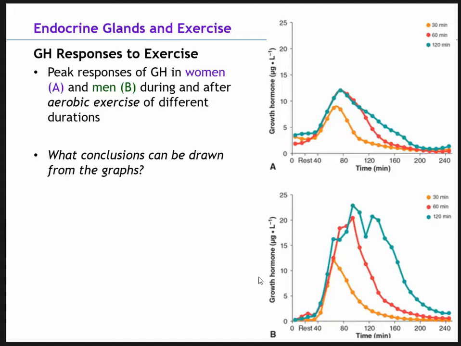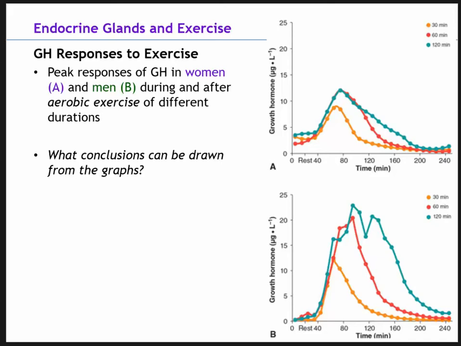So this picture here, I would normally have y'all draw conclusions. I would have you analyze both of these graphs, and then we would discuss it. So we would talk about each one of them. Take just a second to look at this, and then we will talk about it. So it's basically just peak response for growth hormone in males versus females during and after aerobic exercise of different durations, but at 70% of oxygen consumption. So that's what we're looking at here.